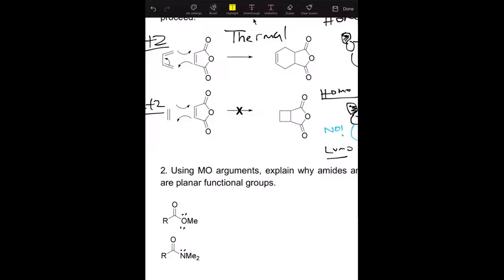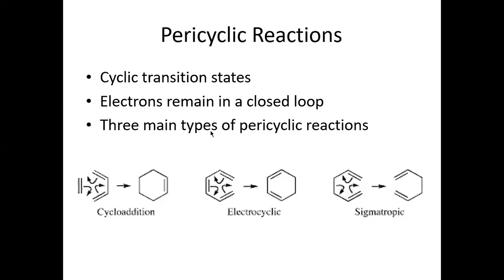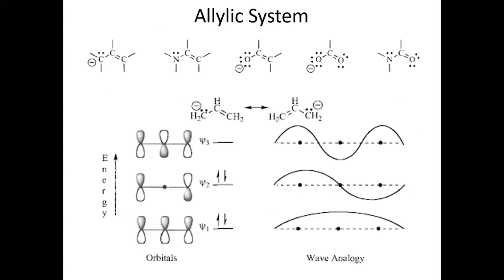Let me go back to the PowerPoint. Would an amide or ester be considered like one of these allylic systems? Would it be like this one right here or this one? They seem similar to me. Yeah, they are. An ester would be considered allylic just like this, and so would an amide.